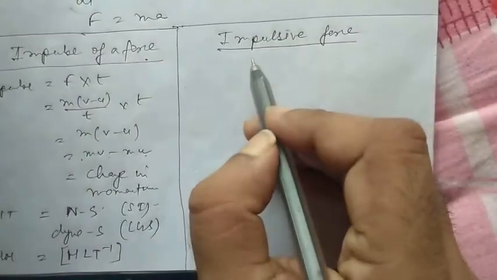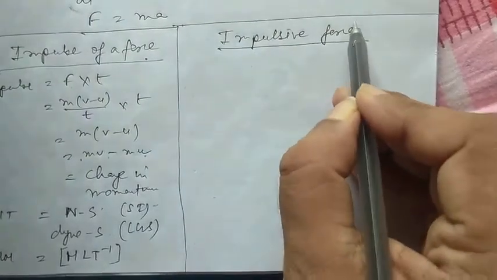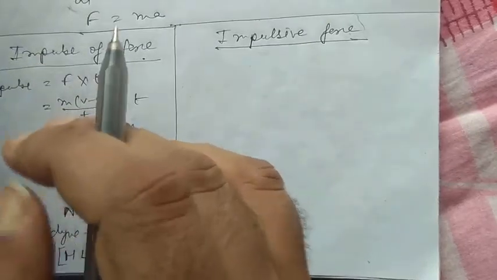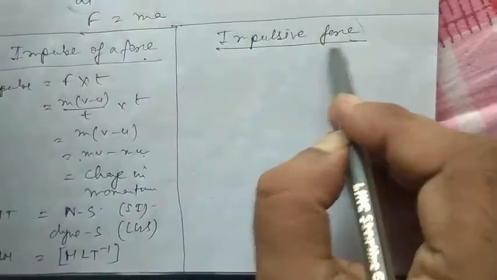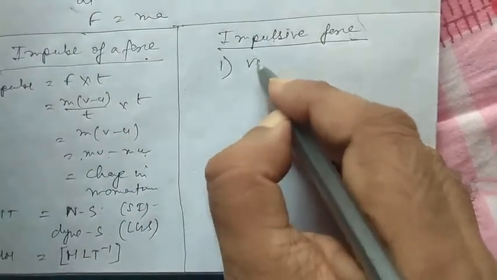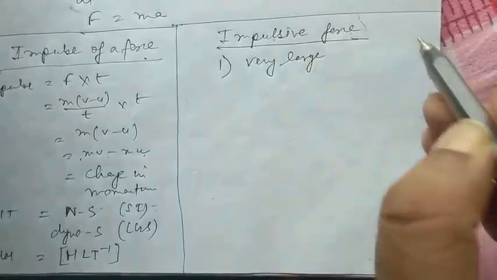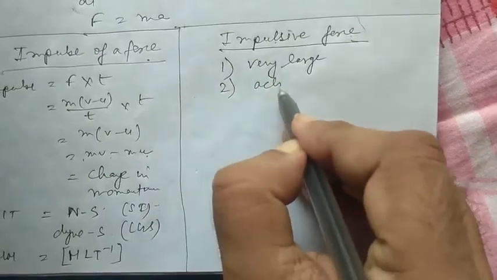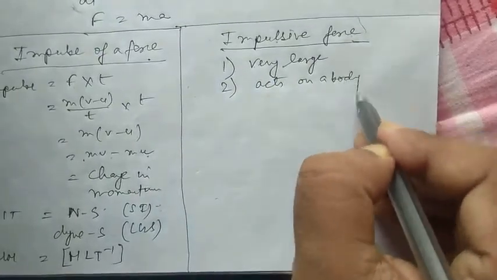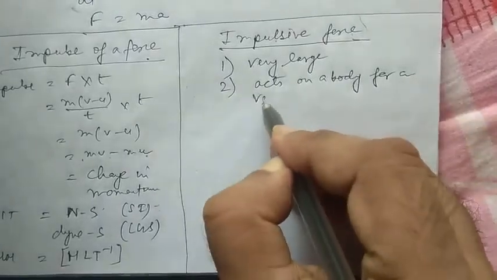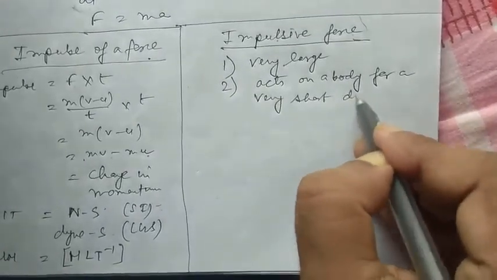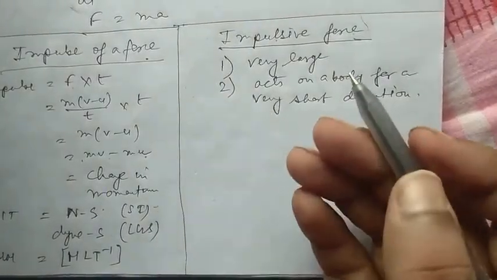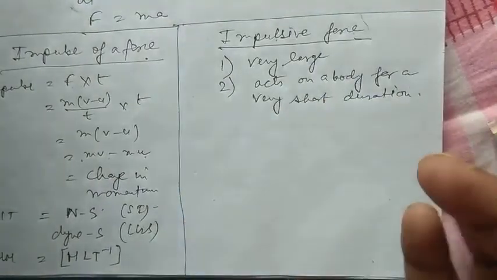Now the second topic, impulsive force. Now this is a force, it is not the kind of thing we have discussed earlier with the term impulse. This is a kind of force which is very large. The characteristics of impulsive force is that it is very large and it acts on a body for a very short duration. Now the calculation of this kind of force will have to be done according to Newton's second law, that is the rate of change of momentum.